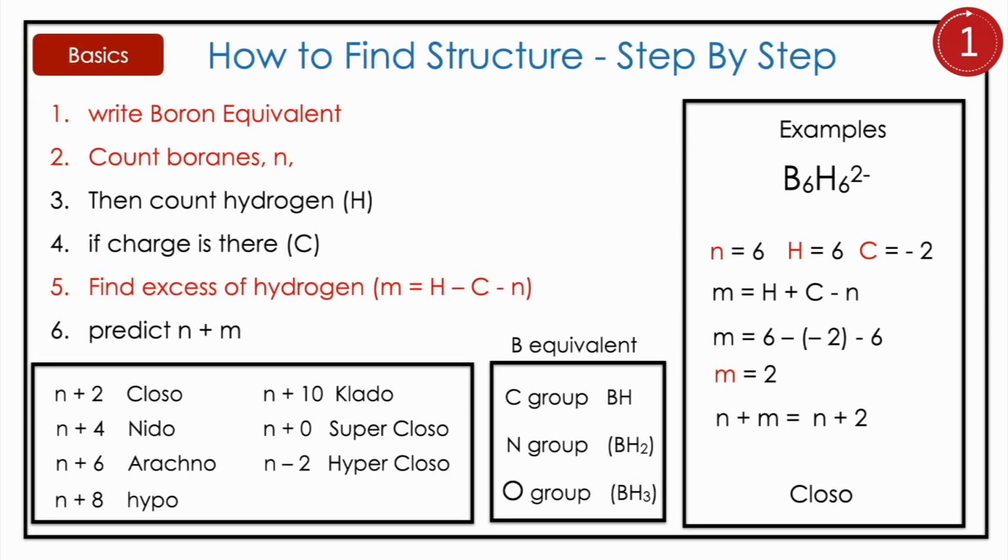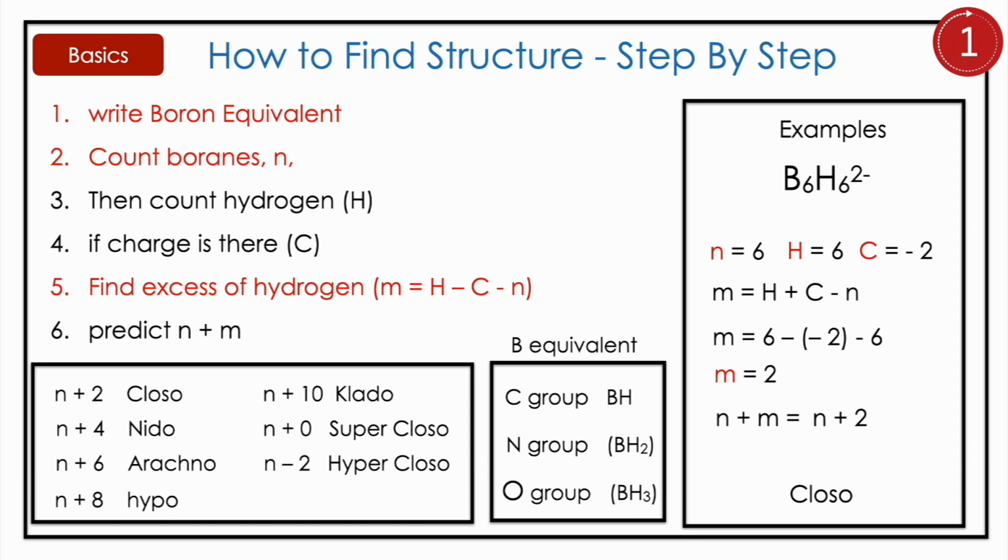Here is the most important thing: how you find the structure, the step-by-step procedure. First you should write the boron equivalent of the compound, then count the borane. We write it as N. Then count the hydrogen, it is H. If a charge is there, it is C. Then find the excess hydrogen, which is M. So M equals H minus C minus N.